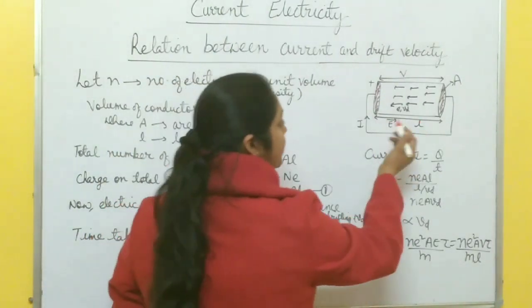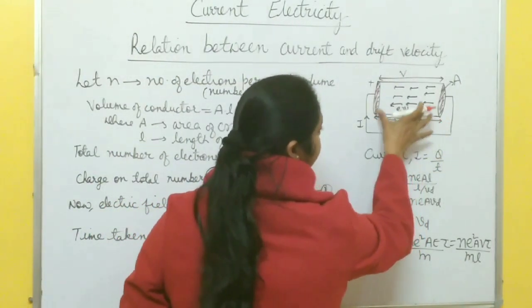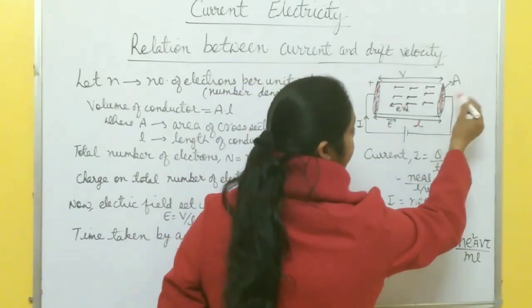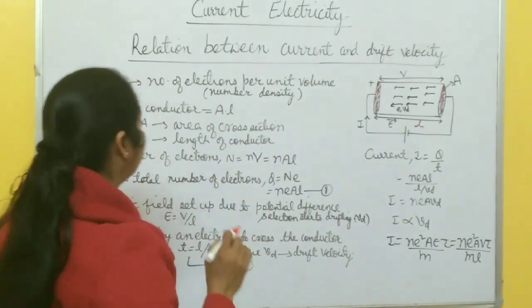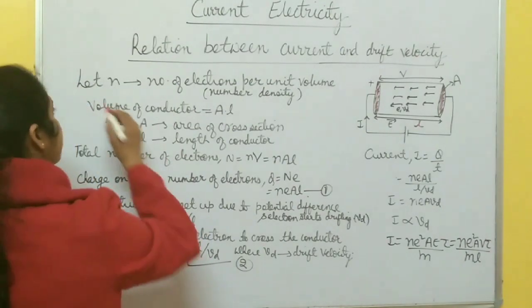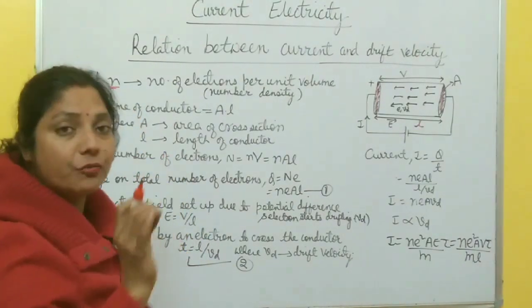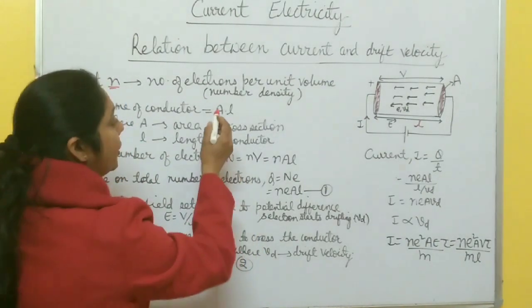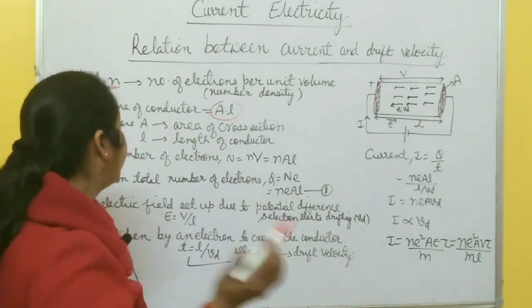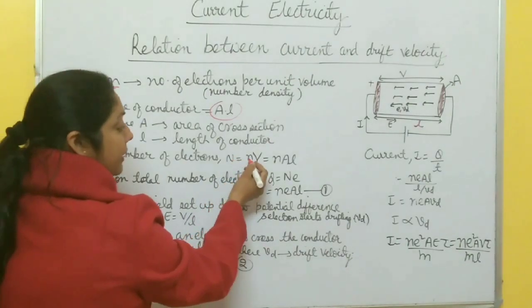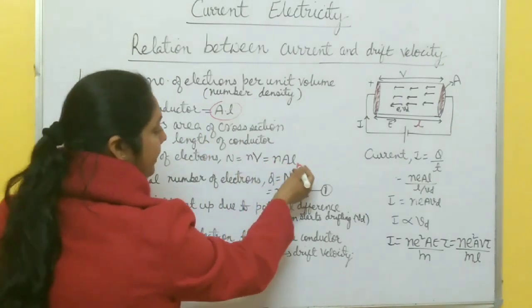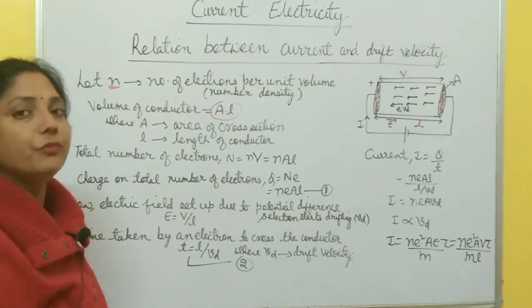For that, let's suppose that L is the length of the conductor, and A is the area of cross section of this conductor. So what is the volume of conductor? Volume of conductor is area into length, right? Also suppose that small n is the number of electrons per unit volume. Total volume is A into L, but n is the number of electrons per unit volume. So what is the total number of electrons? That is n into volume V, and this volume is area into length, so nAL. This is the total number of electrons.